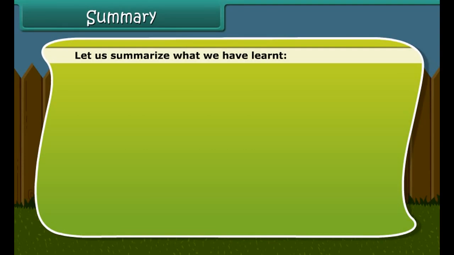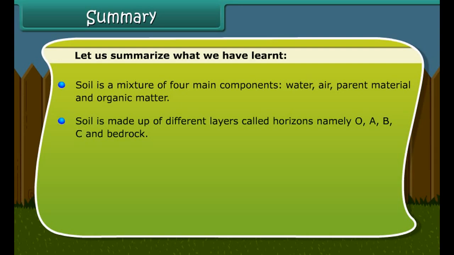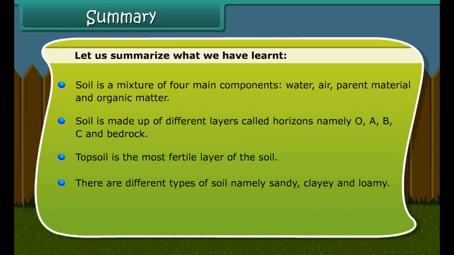Let us summarize what we have learned. Soil is a mixture of four main components: water, air, parent material, and organic matter. Soil is made up of different layers called horizons, namely O, A, B, C, and bedrock. Topsoil is the most fertile layer of the soil. There are different types of soil, namely sandy, clay, and loamy.